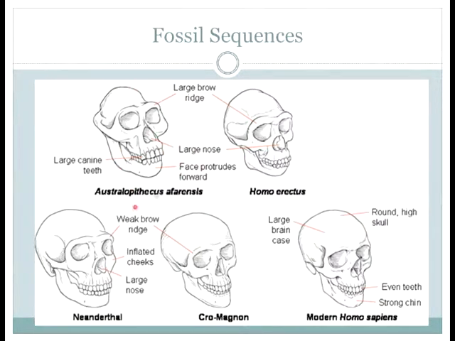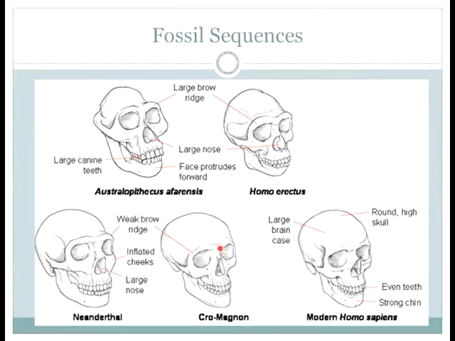So let's look at Australopithecus. Remember, the brain size, the cranial capacity was very small, a very thick brow ridge, and a very sloped forehead. Large nose, and the face protrudes forward much like an ape does. So in the face, Australopithecus looked very much like a chimpanzee. However, remember, it walks upright. Homo erectus, we still have the large brow ridge, sloping forehead, face protrudes slightly, not as much as with Australopithecus.